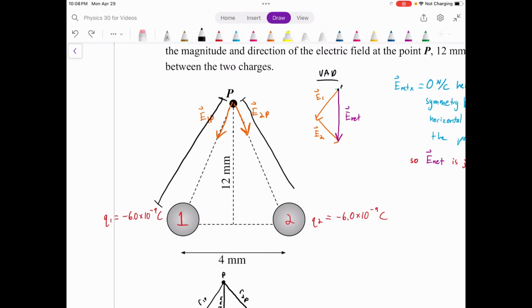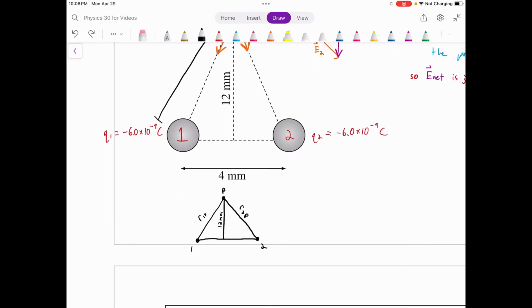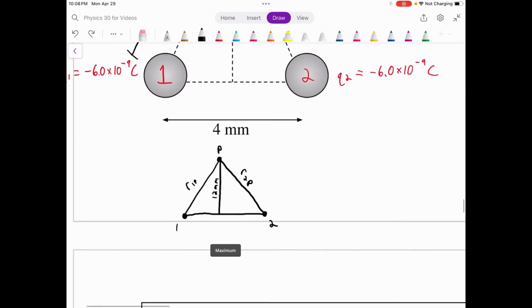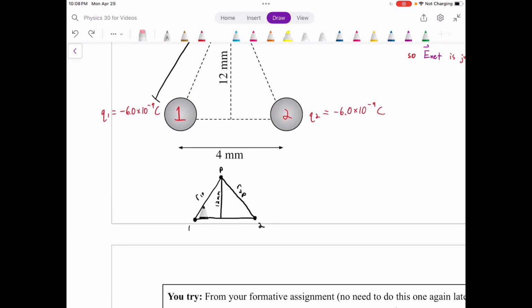Okay, so I've just drawn the similar situation down here so we can look at the geometry, okay? I'm calling this distance R1P because it's the distance between our point P and the charge we've given the name charge 1. So do you see any geometry we can take advantage of here to figure out what this distance is? We know that this is 4 millimeters. From 1 to 2 is 4 millimeters, right?